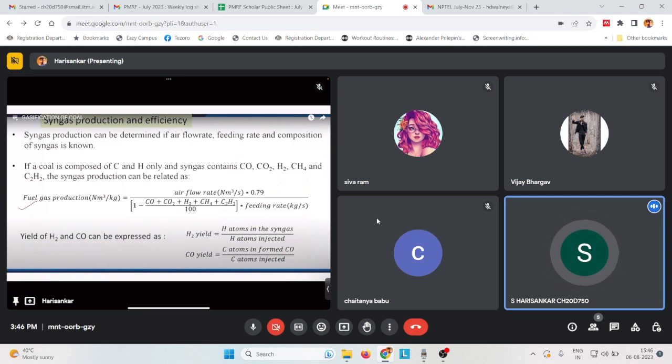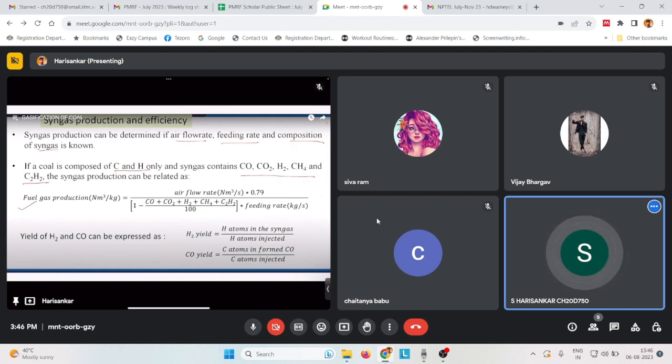And then Professor Mandal talked about the production efficiency of syngas. Syngas production can be determined if the air flow rate, feeding rate and composition of the syngas are known. If a coal is composed of carbon and hydrogen only, then the major products of syngas are carbon monoxide, carbon dioxide, hydrogen, methane and in some cases ethane.